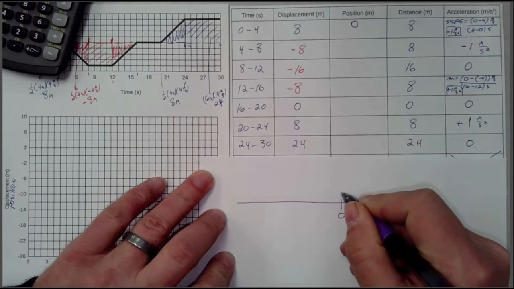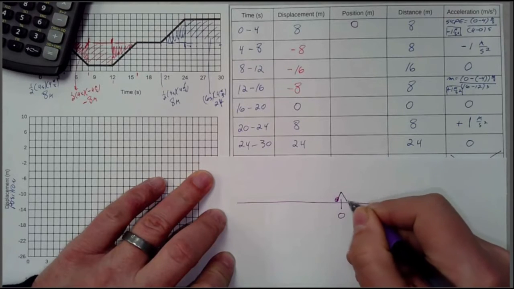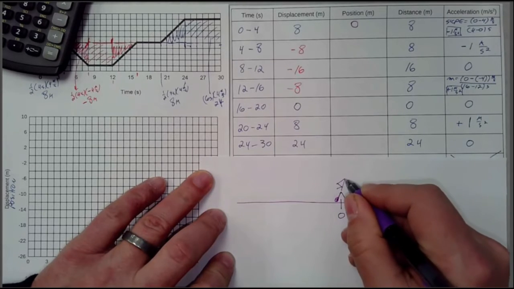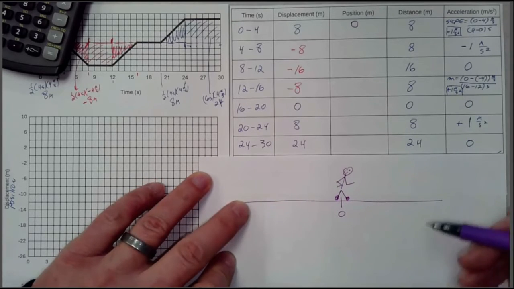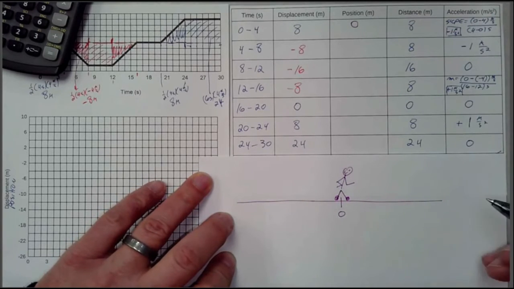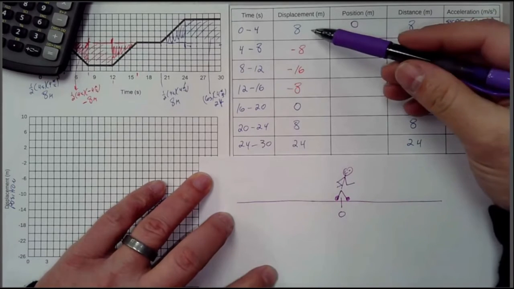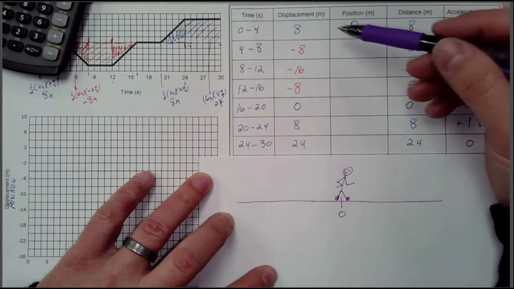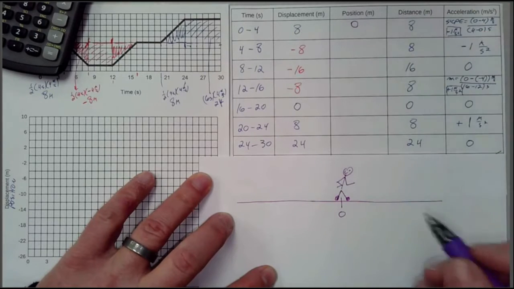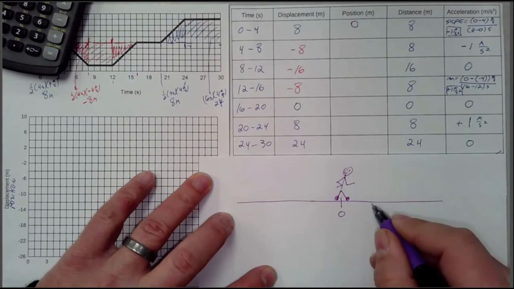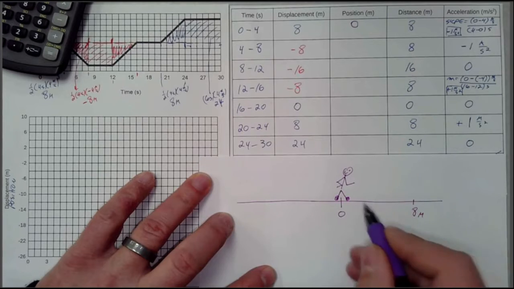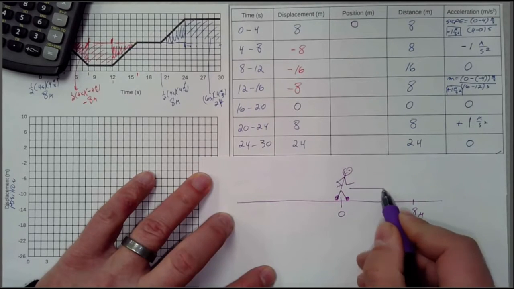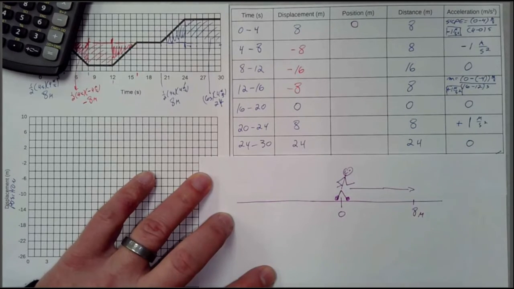So if this was like a person, and they're starting off at position 0, so position 0. The first movement that they make is they go from 0 and they have a positive displacement of 8, okay? So let's say that 8 is right here, 8 meters. So the first thing this person does is they go to 8 meters, all right?